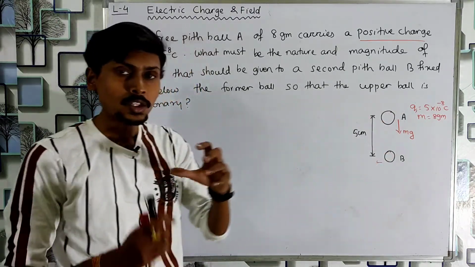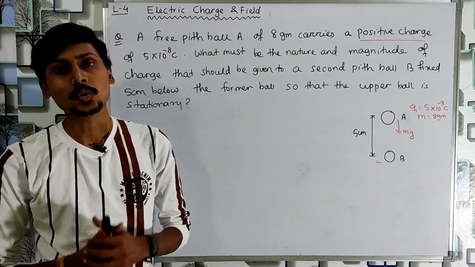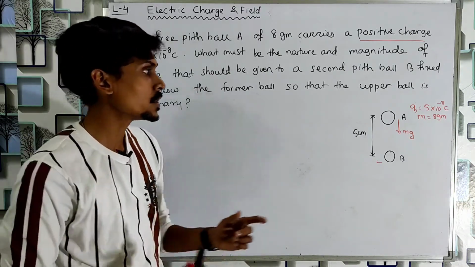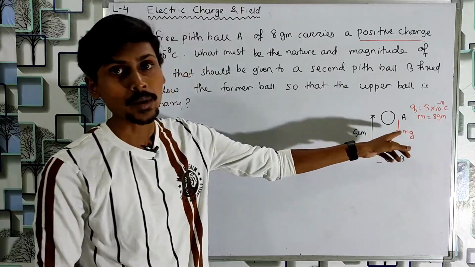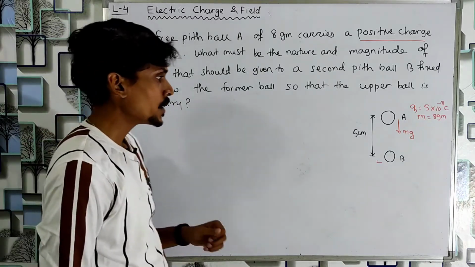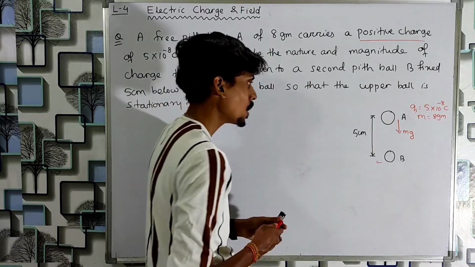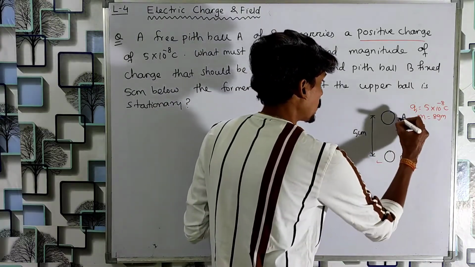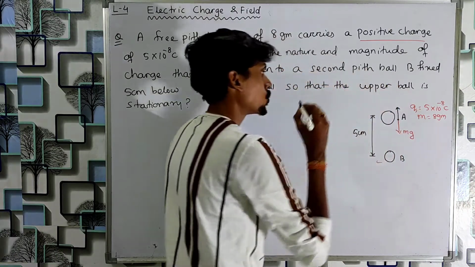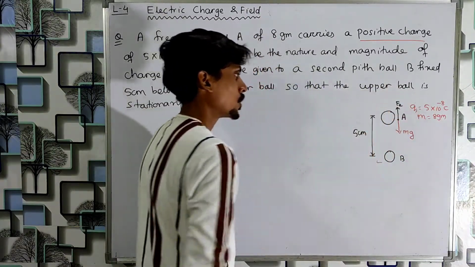If I give pith ball B some charge, then there will be electrostatic force between the two pith balls, and if that electrostatic force cancels the weight, then what will happen? The pith ball will not fall down, the pith ball will be at rest. So the electrostatic force between the two pith balls should be opposite to the weight. The weight is downward, it means the electrostatic force between them should be upward. The electrostatic force Fe should be upward.